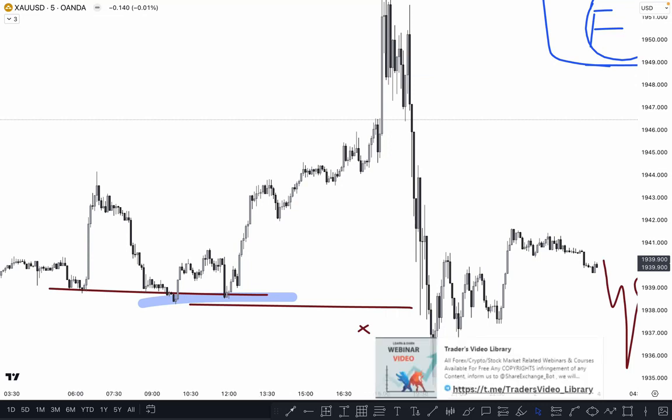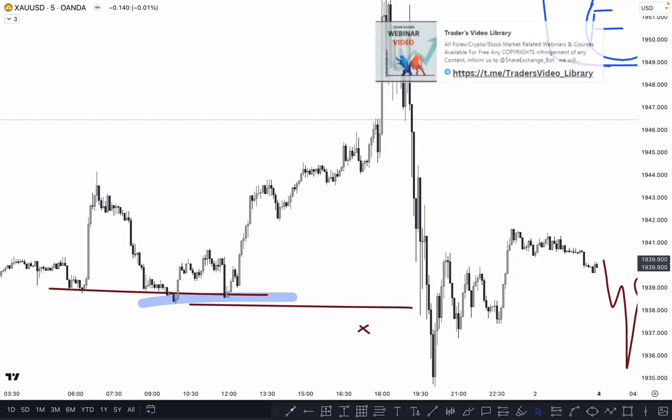Which broker can you use? Exness, IC Markets, Tickmill, Pepperstone. There are so many good brokers which provide low spread.